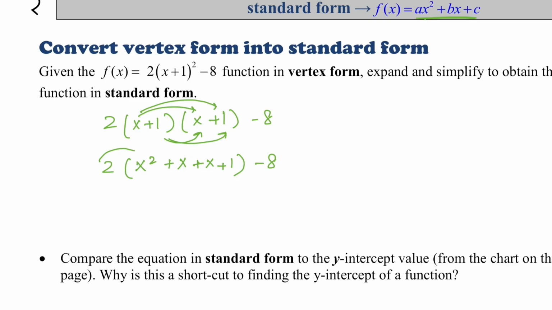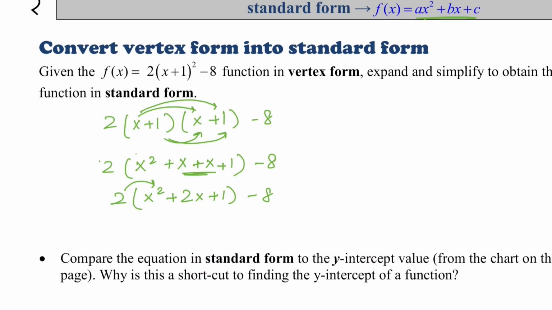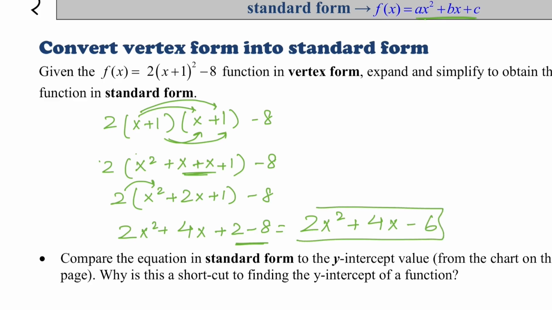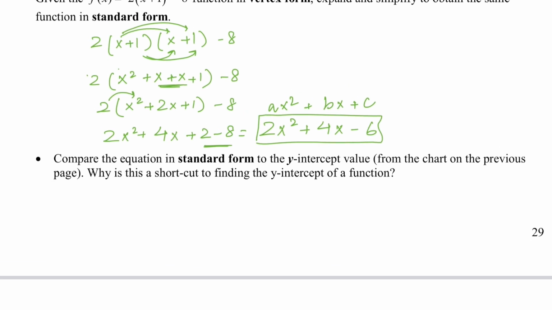Multiply the whole thing by 2, but let's add the like terms first. So we have 2 times x squared plus 2x plus 1 minus 8. Now let's distribute this. We get 2x squared plus 4x plus 2 minus 8. 2 minus 8 are like terms. We get 2x squared plus 4x plus -6, because -8 plus 2 is -6. Now if you look at that, we have ax squared plus bx plus c. That's the form that we got our equation into, which is our standard form.